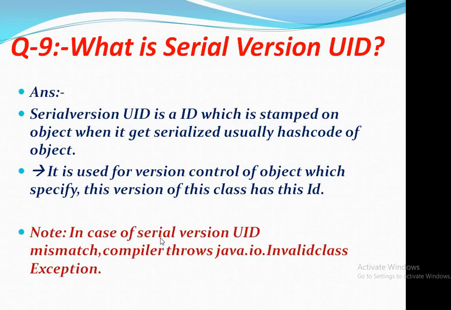In case of a serialVersionUID mismatch, the compiler throws java.io.InvalidClassException.